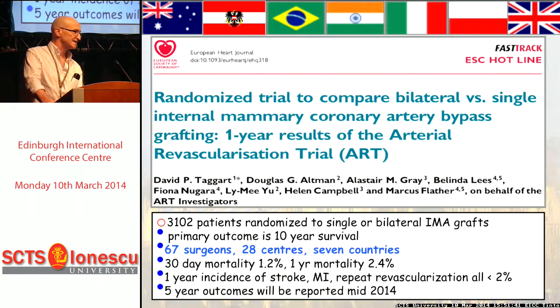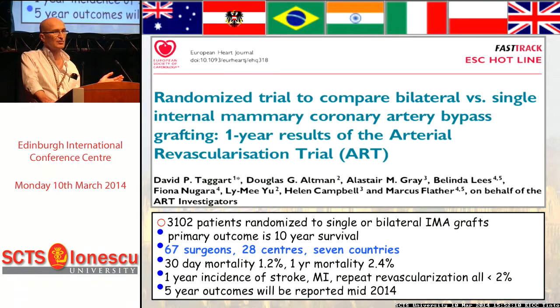To try and advance this, we performed this randomized trial. At the time, it was the largest trial ever done in cardiac surgery. There were 3,100 patients randomized to single or bilateral IMA grafts. Note that the primary outcome is 10-year survival, so we won't have this till 2018. This trial was conducted by 67 surgeons in 28 centres in 7 countries. You can see the different flags at the top of the slide.